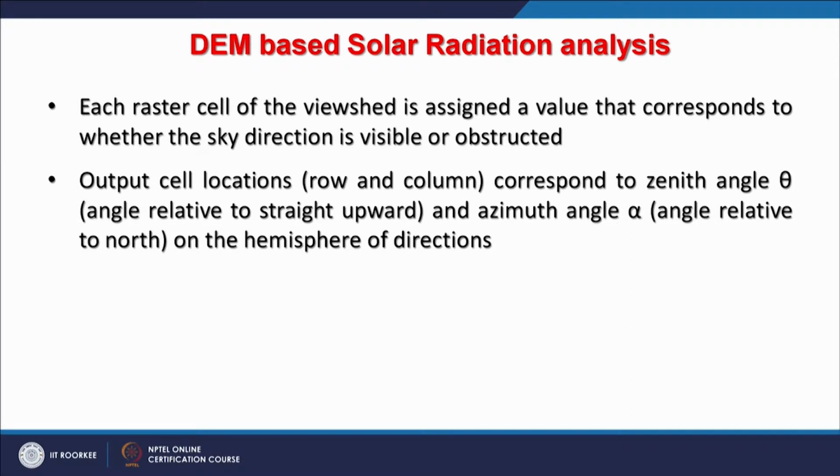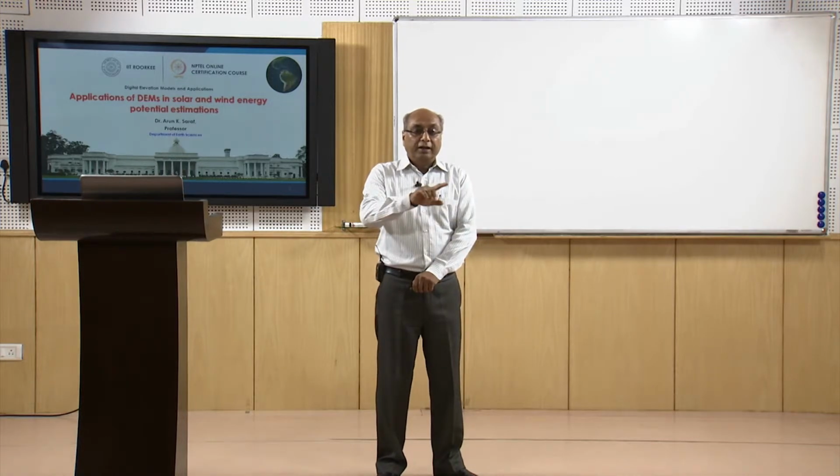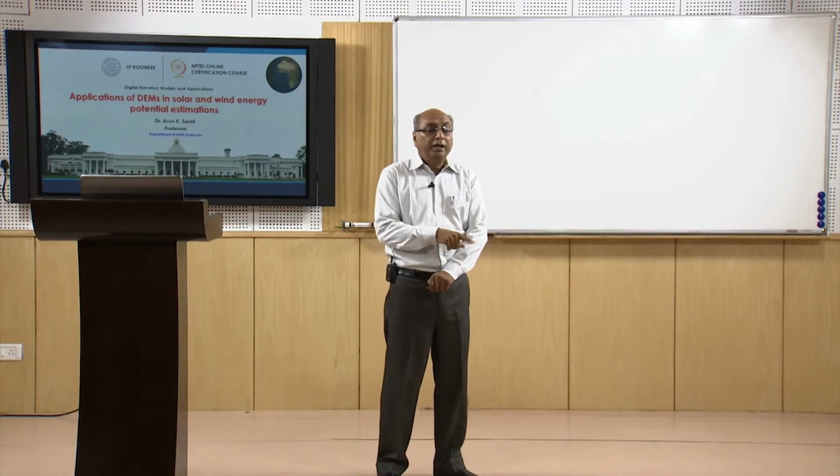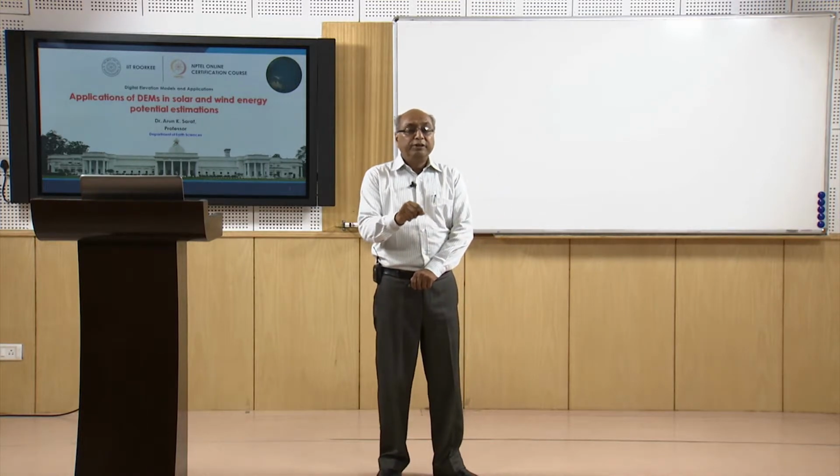The output cell locations, because ultimately we are going to have rasters, so rows and columns, correspond to the zenith angle theta, which is the angle relative to straight upward, and the azimuth angle, which is the angle relative to north on the hemisphere of the direction. So along the perimeter we have the azimuth angle, and from the perimeter towards the center we have the zenith angle. So these two angles are important.